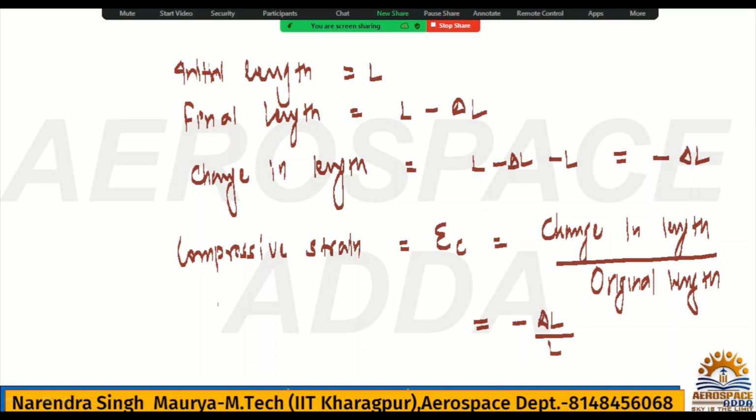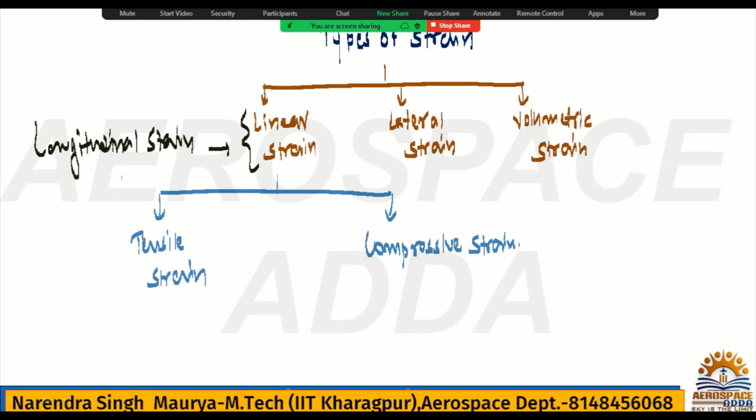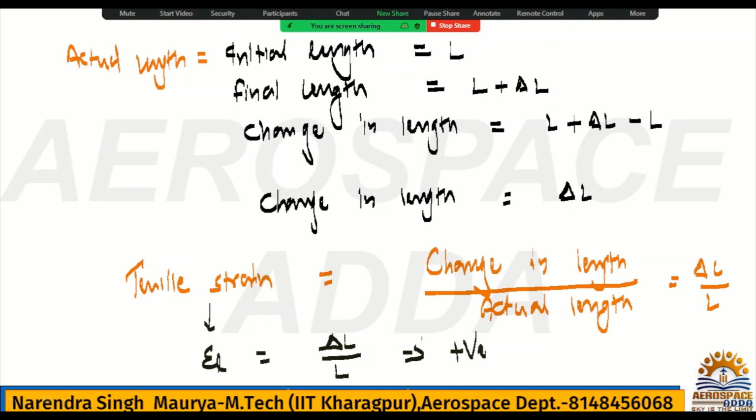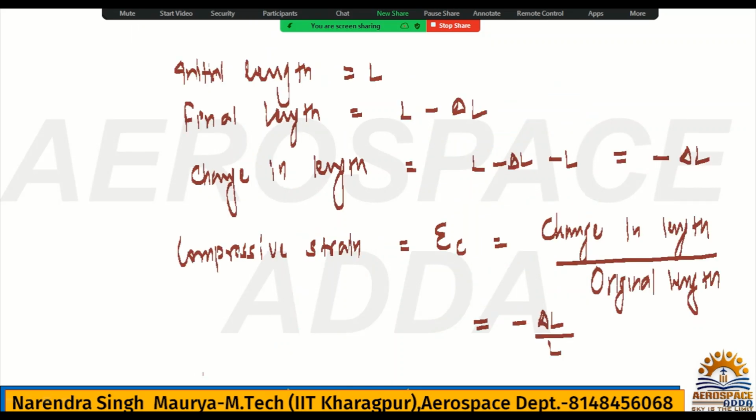So epsilon is the symbol for the longitudinal strain. If it is tensile, you can write epsilon T, and if it is compressive, you can write epsilon C. It's your choice what symbol you want to give. So compressive strain is always negative sign you have to take. Why? Because that length is what decreasing now.